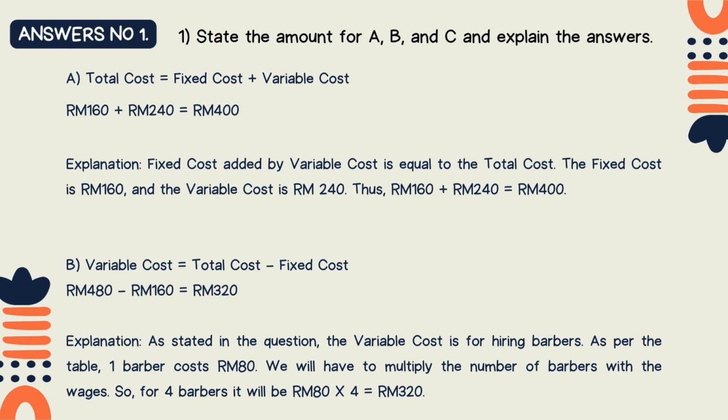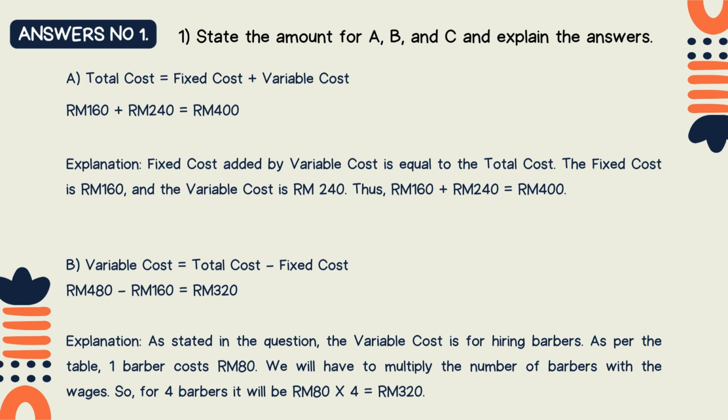Question number 1 requires us to find the amount for A, B and C and explain the answers. A is the total cost. Total cost is equal to fixed cost plus variable cost. The fixed cost is RM160 and the variable cost is RM240. Thus, RM160 plus RM240 is RM400.